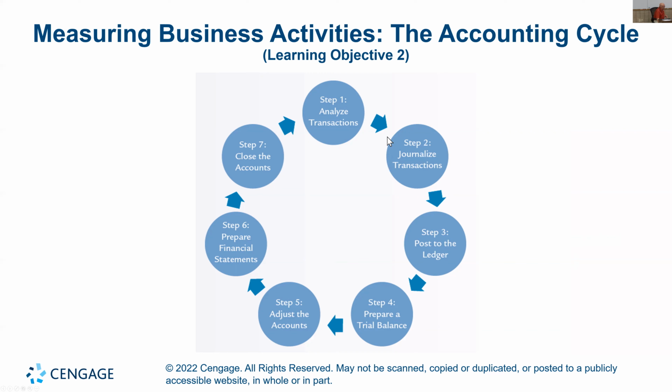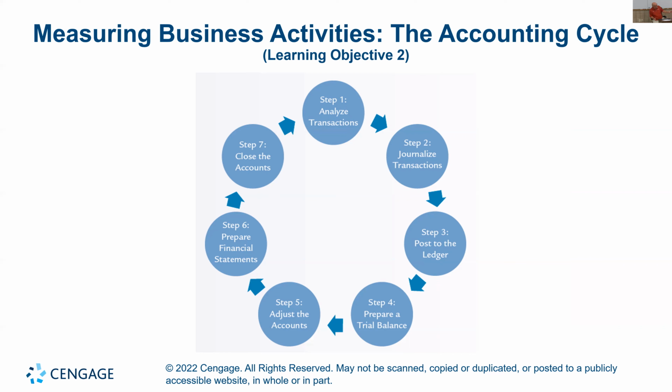After we analyze it, we put it into a journal. The journal is the first record of entry. We'll talk about it in a little bit. It's where we record every transaction on the date that it happens. After the journal, we post to a general ledger. The general ledger is basically all the accounts that a company has. Then we prepare a trial balance, and that's where we stop in chapter 2.